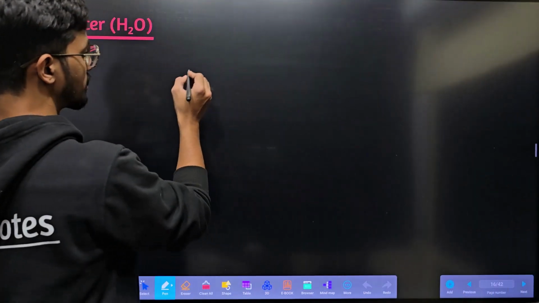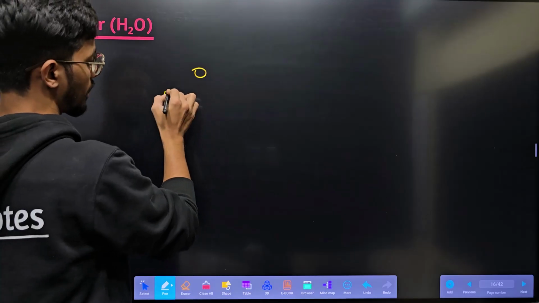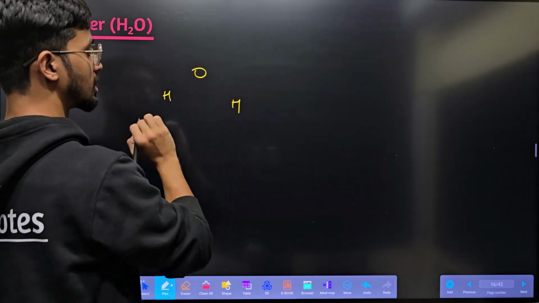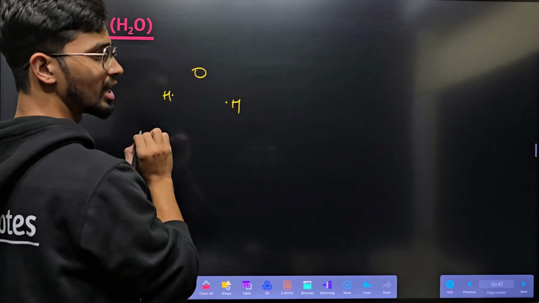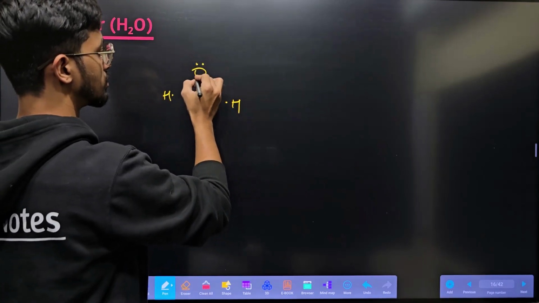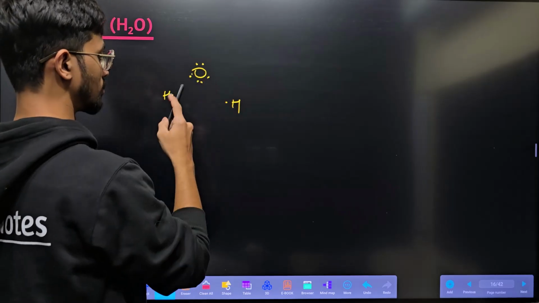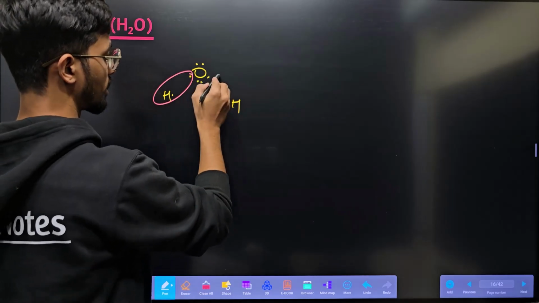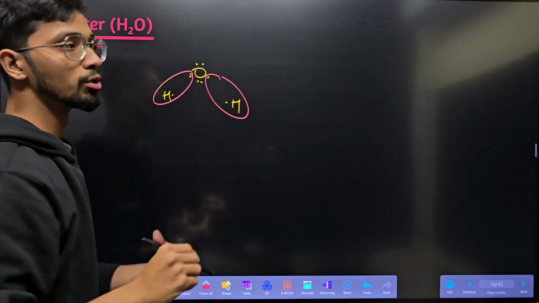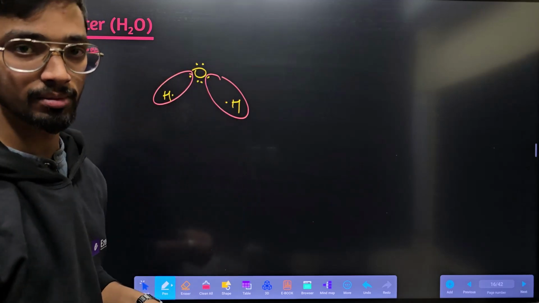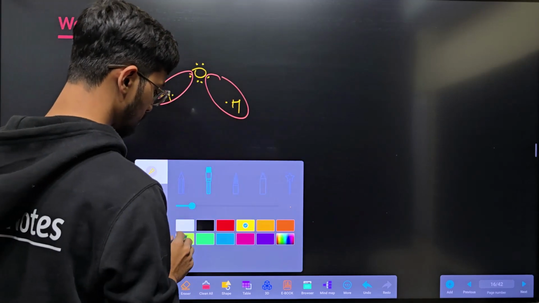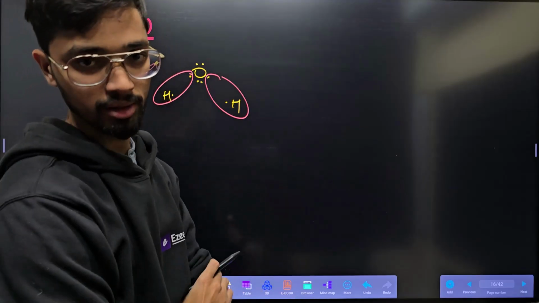Water, I've studied here. Oxygen, hydrogen, and hydrogen. Hydrogen will have 1 and 1. Oxygen will have 6. So 1, 2, 3, 4, 5, and 6. So one bond will be formed here and another bond will be formed here. So 2 lone pairs of electrons will be remaining here, which won't take part in any type of bonding.